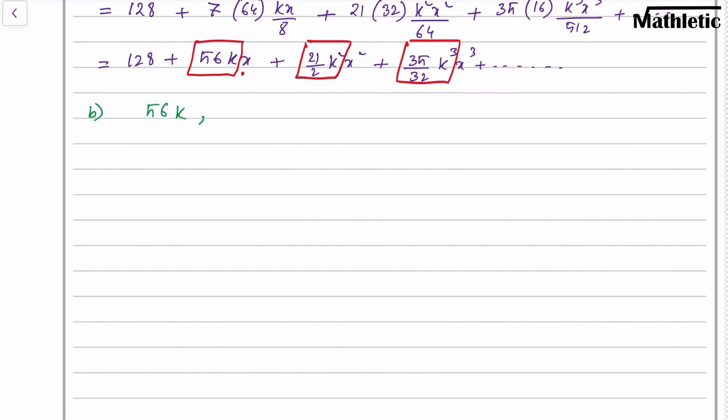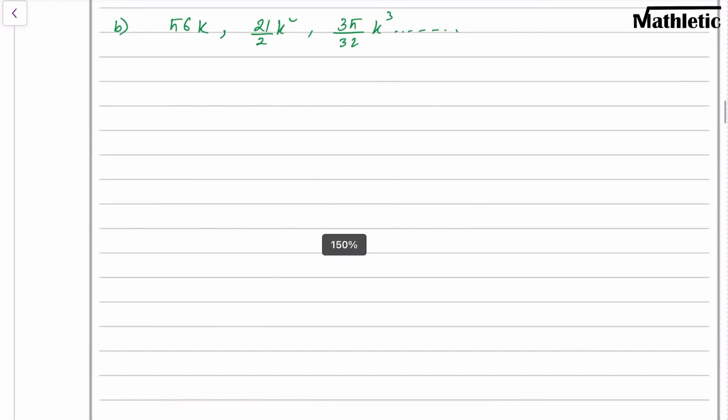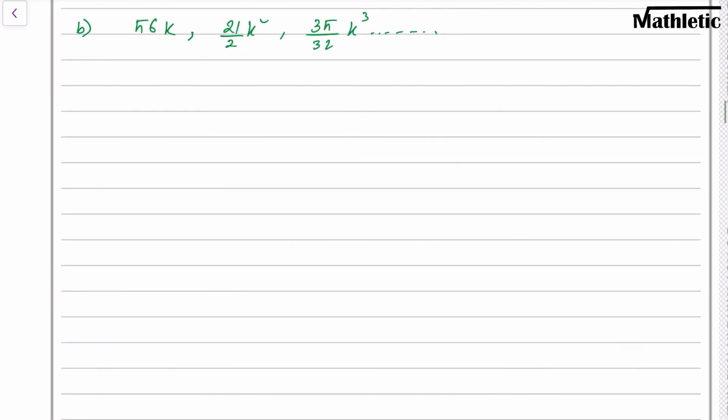So 56k is the first term, 21 by 2 k squared is the second term, 35 by 32 is the third term. So these are the first three terms of an AP series, and so this is T1, T2, T3.